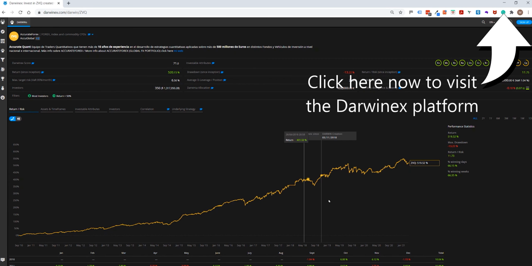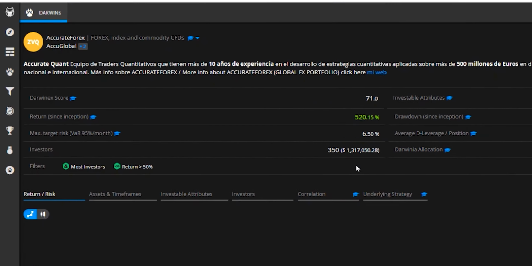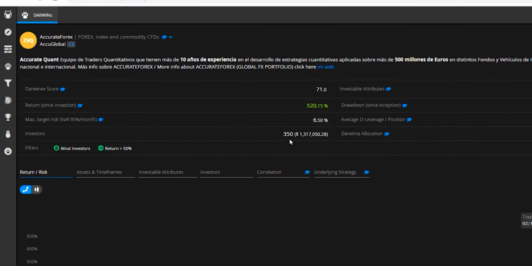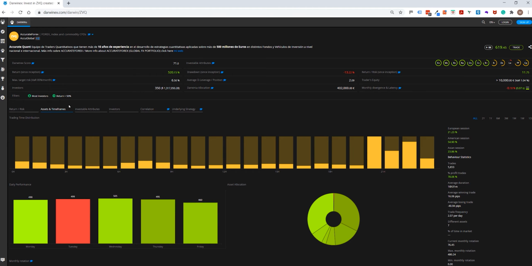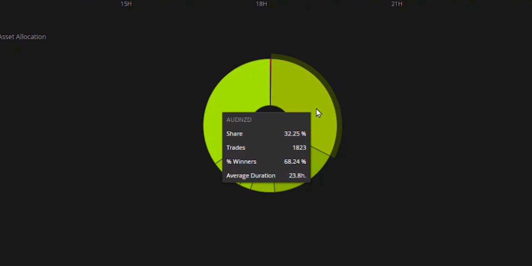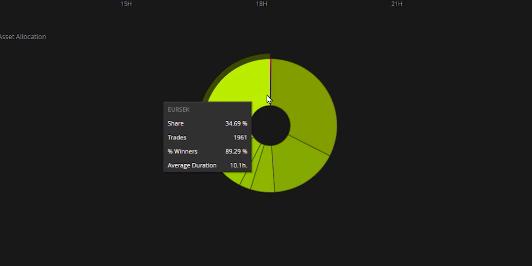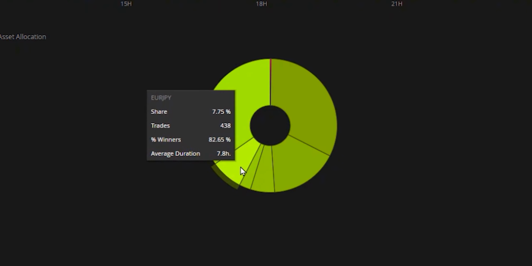So once again, we see a really nice equity curve here with fairly minimal drawdowns. And because of this, this particular trader has managed to attract 350 investors. And so they'll be earning success fees from those investments. So let's now take a look at some of the metrics, and of course the one we're most interested in is the assets that this trader is trading in their portfolio. So here we can see that the majority of the trades are coming from Aussie New Zealand dollar and also Euro SEK. But also this trader is trading Pound dollar, Euro NOK, Dollar SEK and Euro Yen.